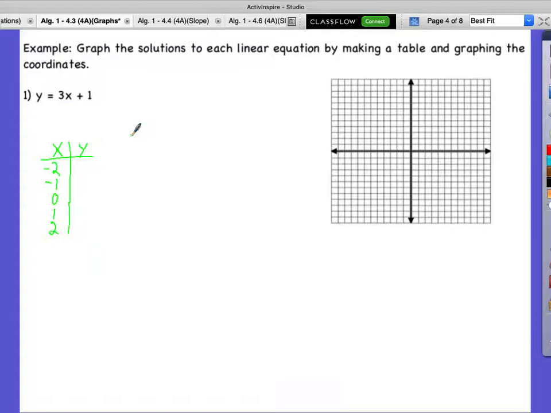So what we're going to do is plug these in to our x and find out what y equals. So when x is -2, we'll find out what y equals. We'll take y equals 3x plus 1 and make it y equals 3 times -2 plus 1. And we'll figure out what y equals. So 3 times -2 is -6, and -6 plus 1 is -5. So when x is -2, what's y equal to? -5.